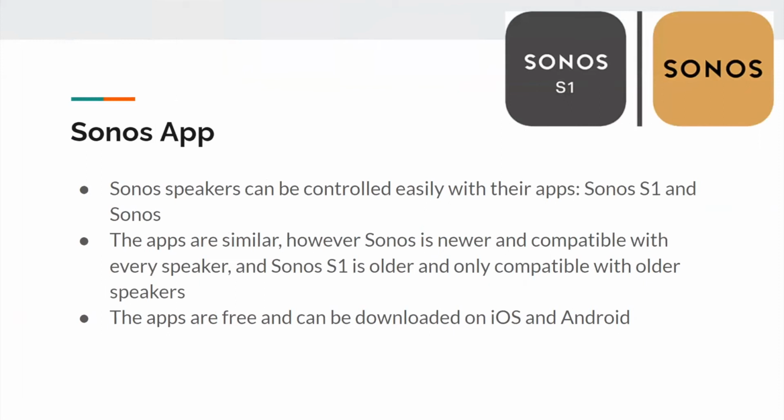Now, we'll be looking at the Sonos app. Sonos speakers can be controlled easily with their apps. Sonos S1 and Sonos are these apps. The apps are similar, however, Sonos is newer and compatible with every speaker, and Sonos S1 is older and only compatible with older speakers. So if you do happen to purchase a newer set of these Sonos speakers, you don't need to worry about the Sonos S1. The apps are free and can be downloaded on iOS and Android easily. There's almost no setup required other than pairing your speakers.